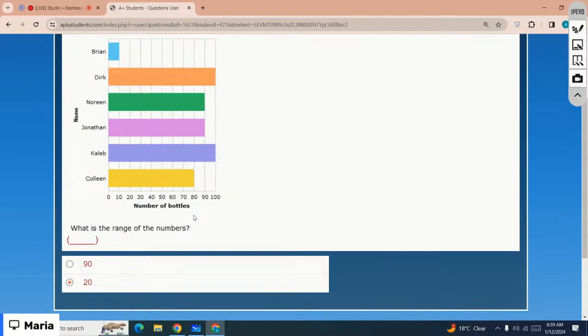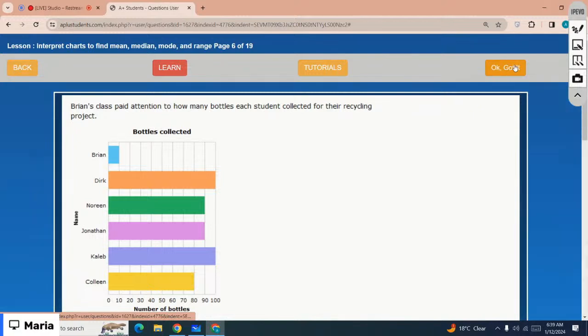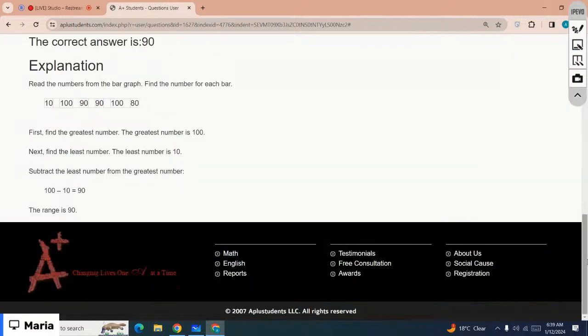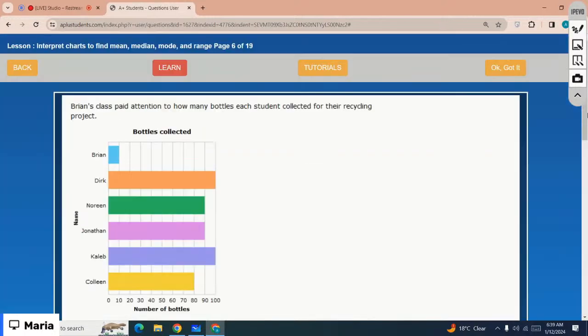What do you mean? How 90? The range is the difference between the least and the greatest value. The least value here is 80 and the greatest value is 100. So 100 minus 80 is 20, isn't it? But why 90? Oh, 10 is also there, I thought. Hold on, let me check. Where is 10? Oh, yes, here is 10. Okay, yes, you're right. Sorry.